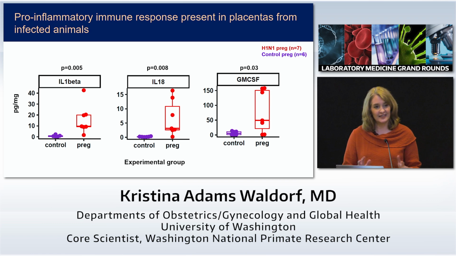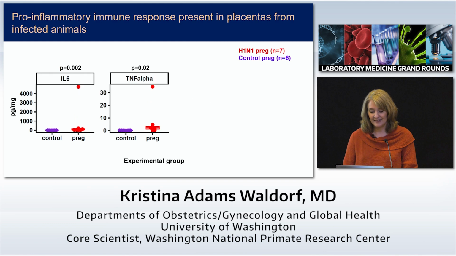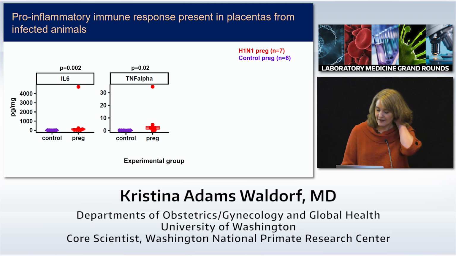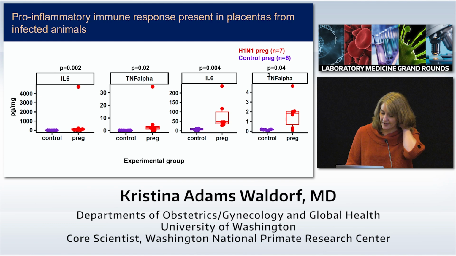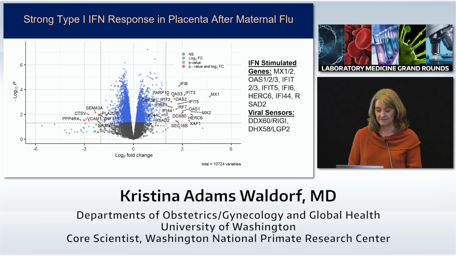Next, we looked at just a 14-plex cytokine panel, and we found pro-inflammatory immune responses in the placenta from the infected animals, significantly higher IL-1 beta, IL-18, GM-CSF, IL-6 as well, and TNF-alpha. But you can see that those have one big outlier, and so if we remove that outlier, even so, we still have a significant difference between the pregnant and the uninfected groups.